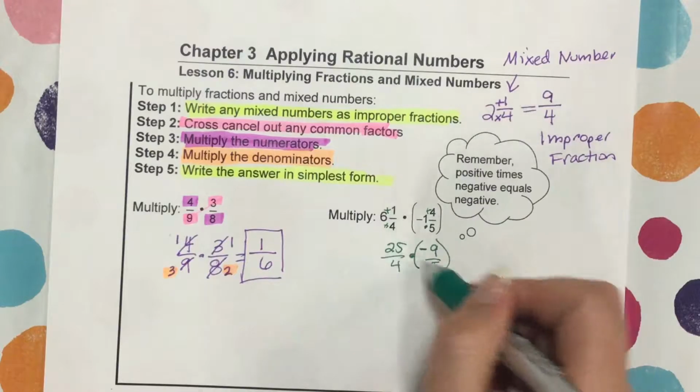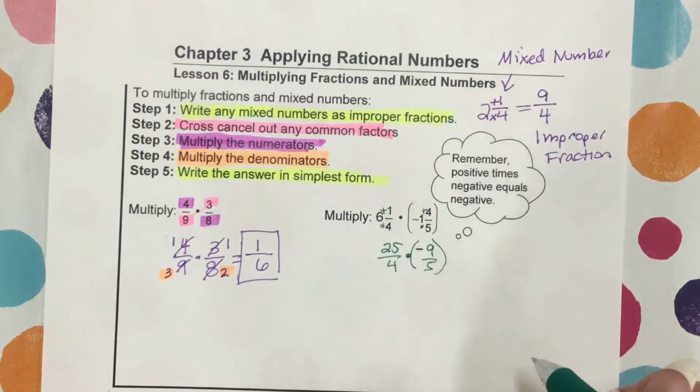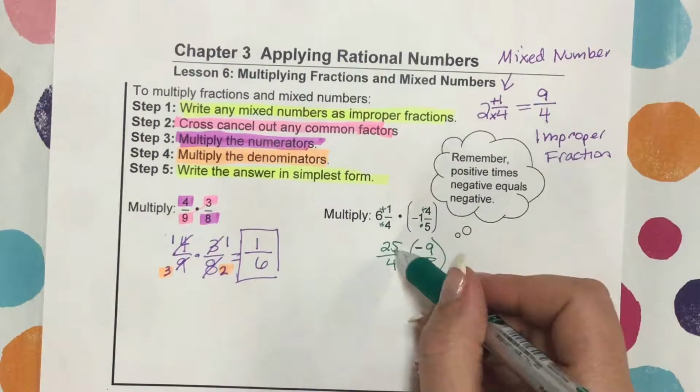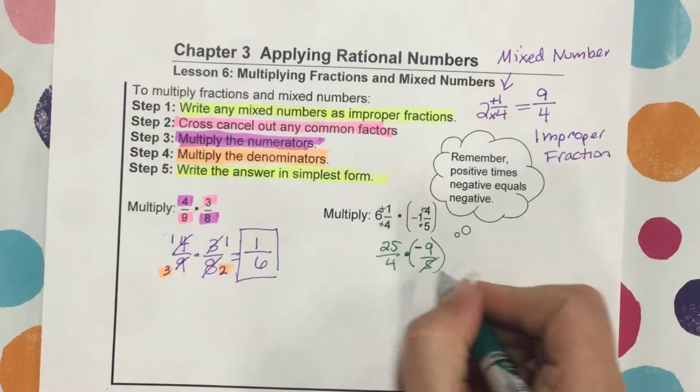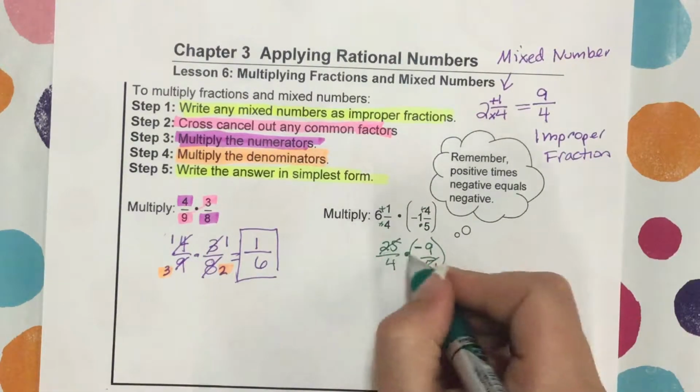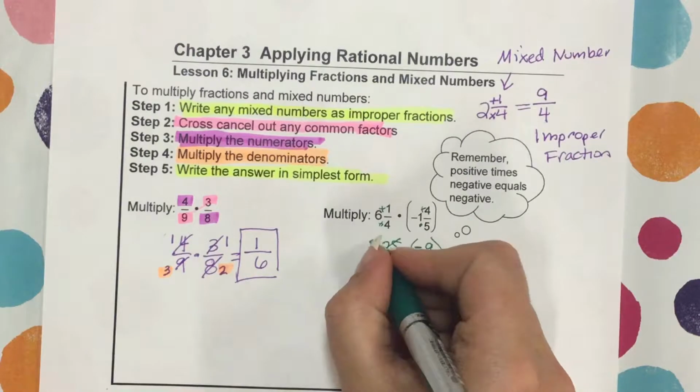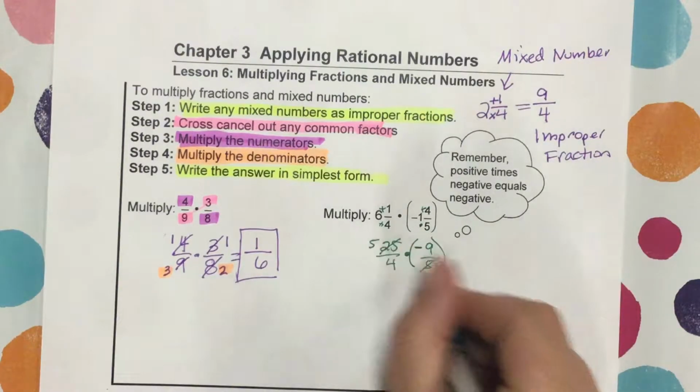Are there any common factors between 25 and 5? And the answer is yes. 5 goes into both 25 and 5. 5 goes into 5 one time. 5 goes into 25 5 times. So we did that one.